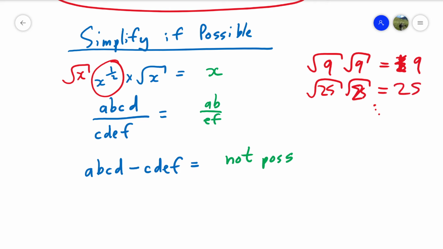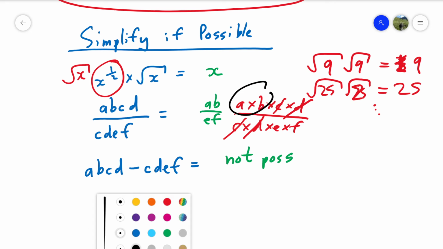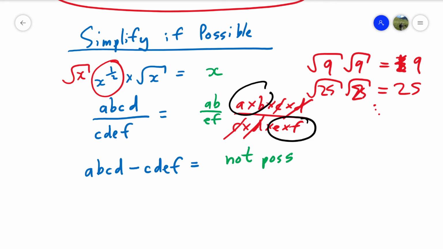This one here is essentially A times B times C times D divided by C times D times E times F. The C's cancel, the D's cancel, and you're left with the A and the A and the B and the E and the F.